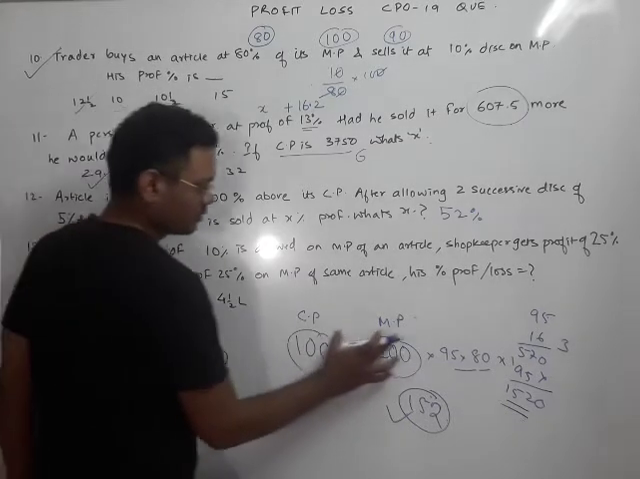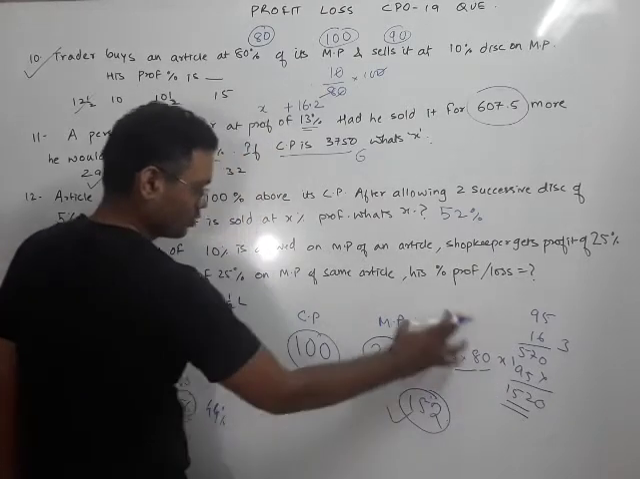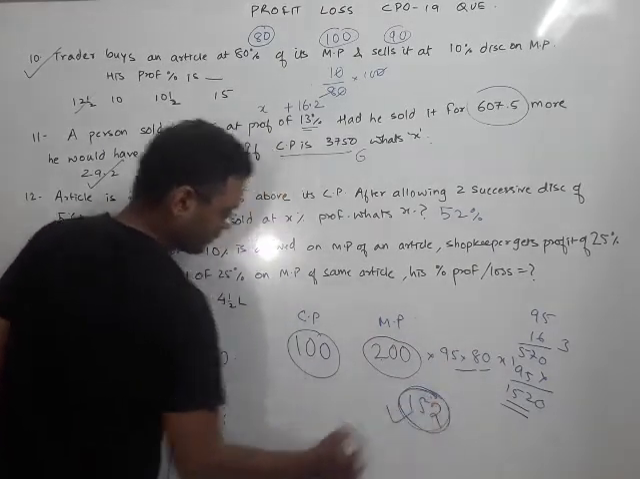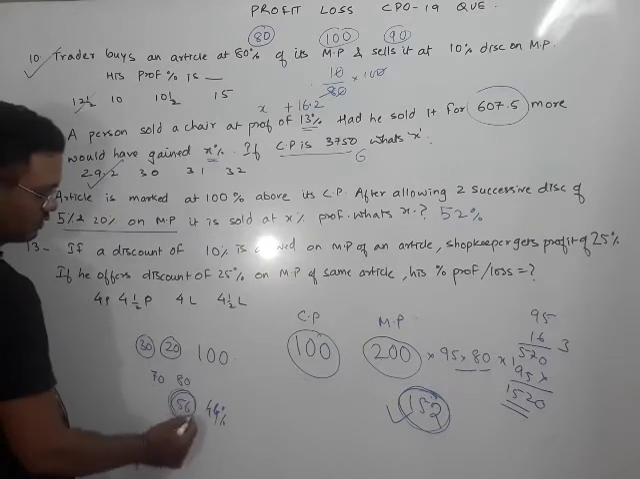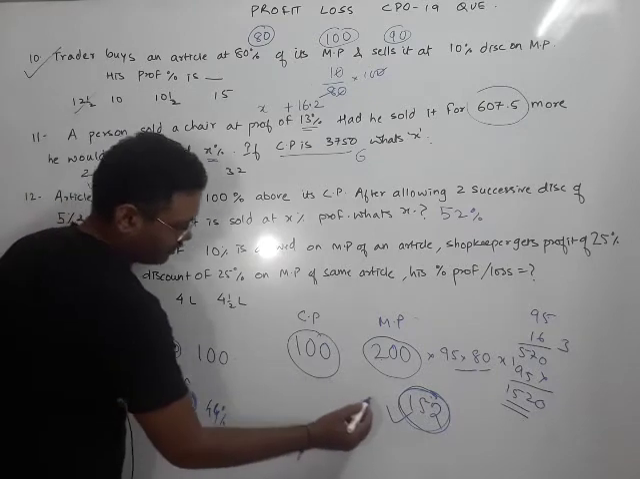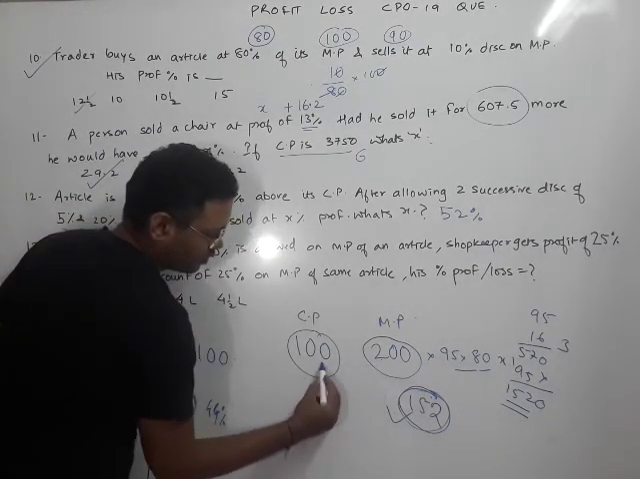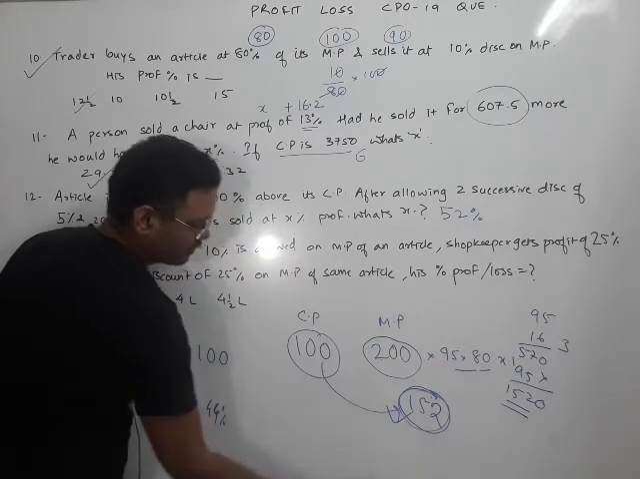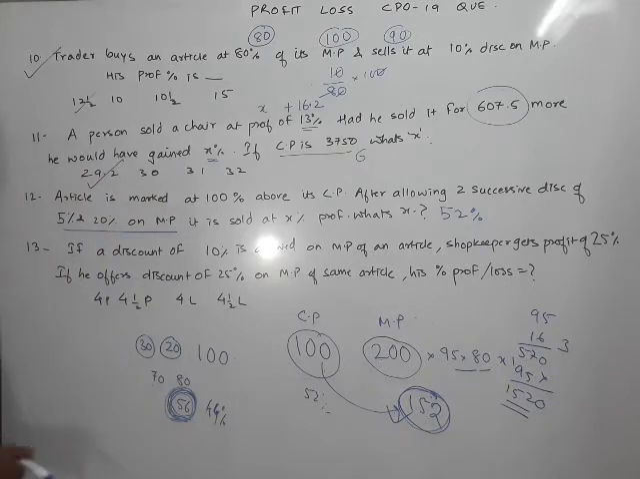Same logic, my 200 rupees thing, these are the 2 successive discounts. So whatever is the value given is my selling price. This is what I was sold at. So if I have to find for my 100 rupees cost, it has been sold at 152, means I have gained 52%. That is my percentage profit. Kindly re-see it, you will understand.